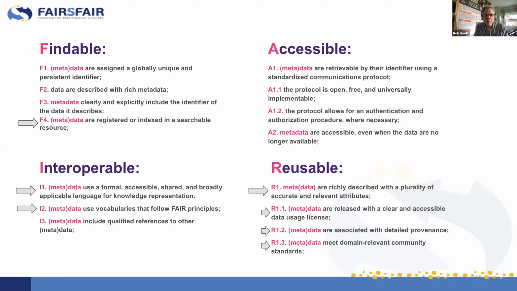So R1.3 actually, metadata meet domain-specific community standards, explicitly mentions the domain. And if you want to look for such standards, then you look for things that are called minimal information standards, whose abbreviations often start with MI or MIA. And the data stewards and data experts really need to build those together. And if they exist, reuse them, as we've seen in the interoperability part.